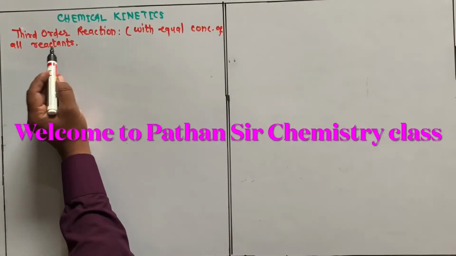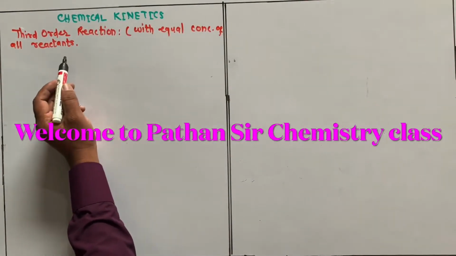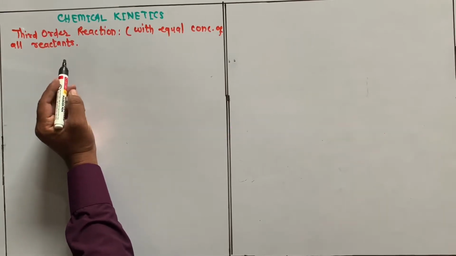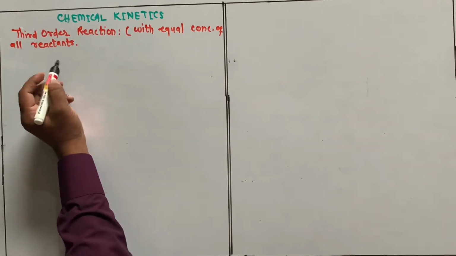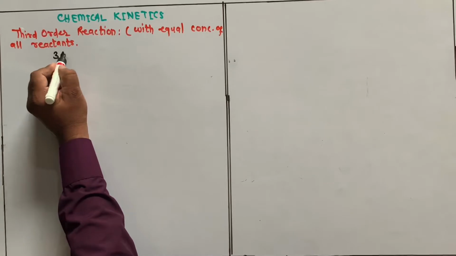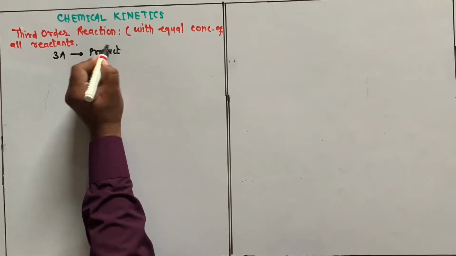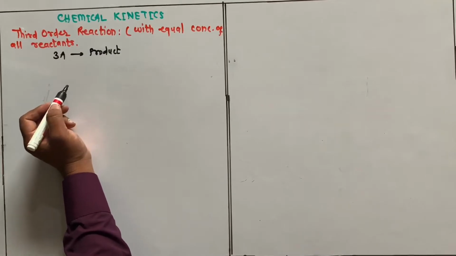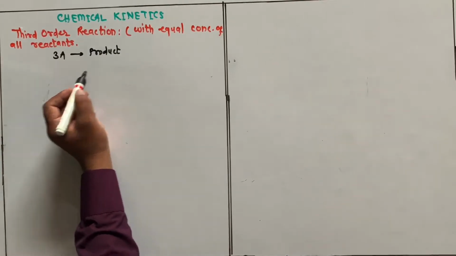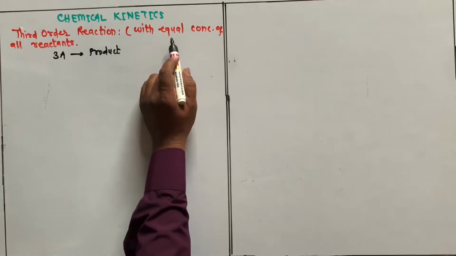Today we'll discuss third order reaction with equal concentration of all reactants. Now let us consider a reaction of the type 3A gives product. Then, as it is a third order reaction, all the reactants have equal concentration.